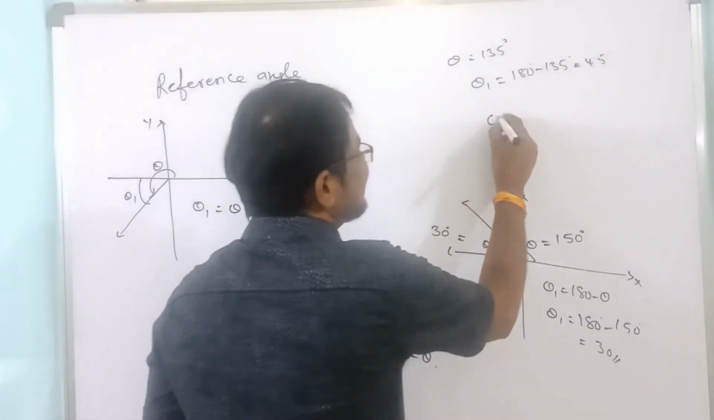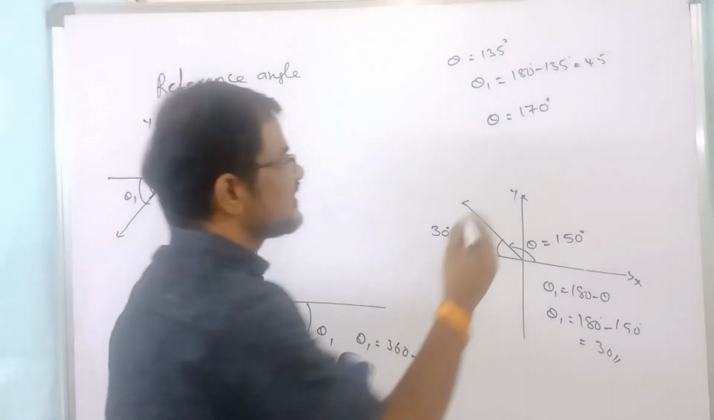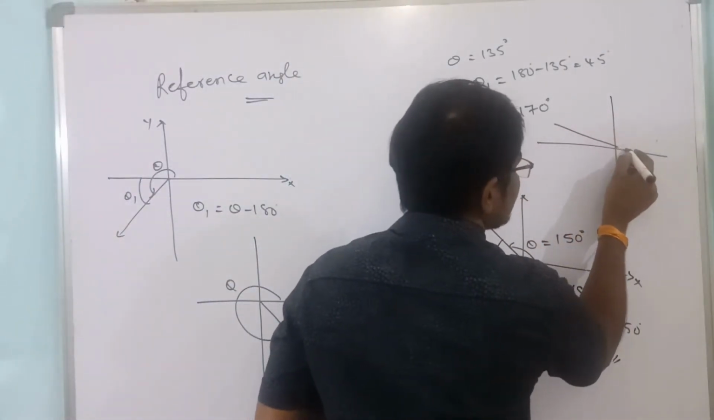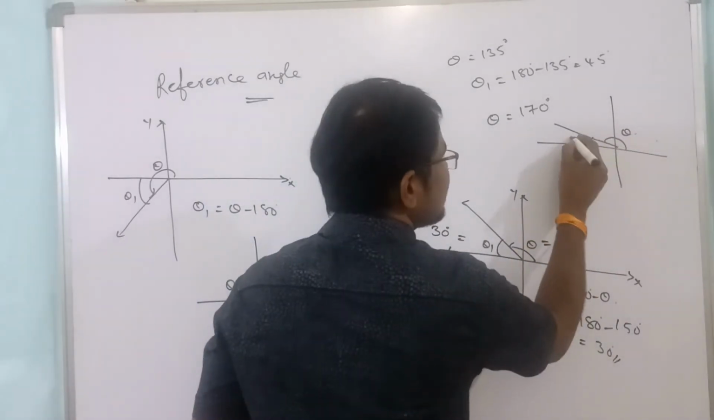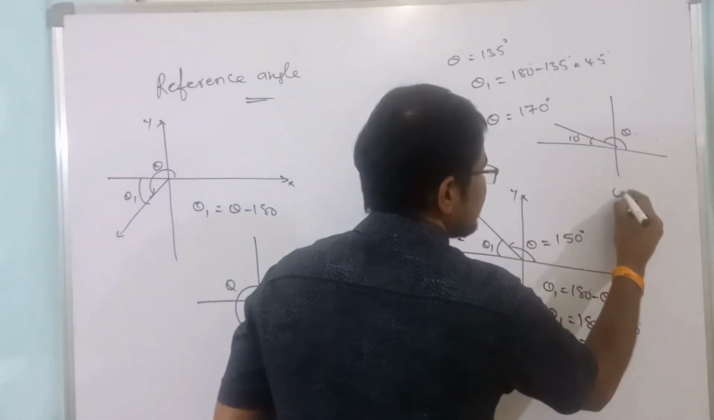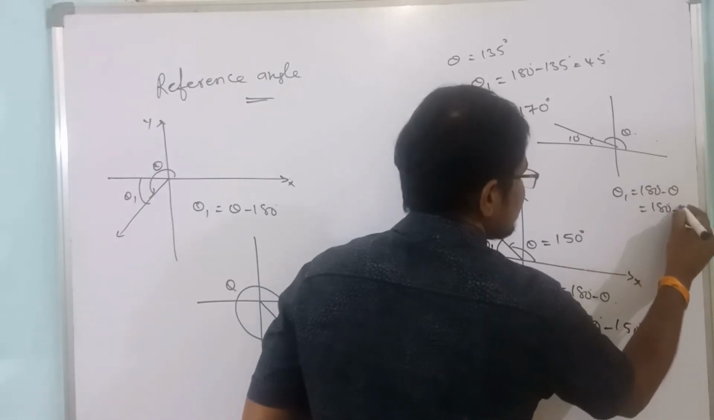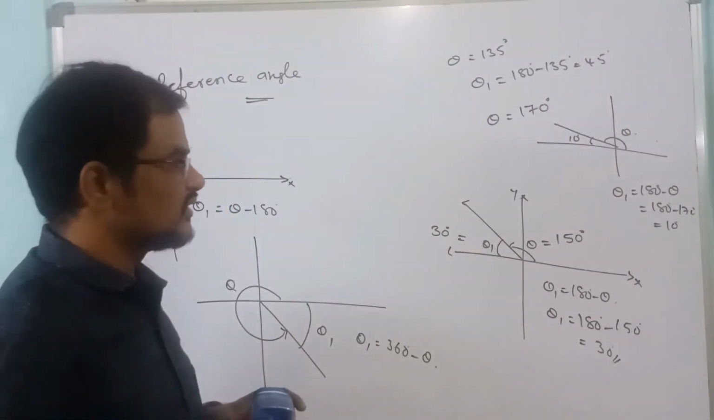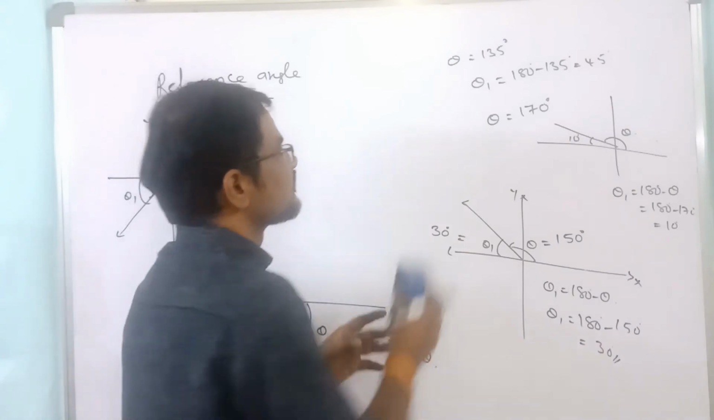Suppose theta equal to 170 degrees. 170 degrees means like this, near to 180. So this is theta. What is the reference angle? Definitely it is 10 degrees, because the reference angle theta 1 equal to 180 minus theta, that is equal to 180 minus 170, that is equal to what? 10 degrees. Like this we will take whenever angle is in second quadrant reference angle.